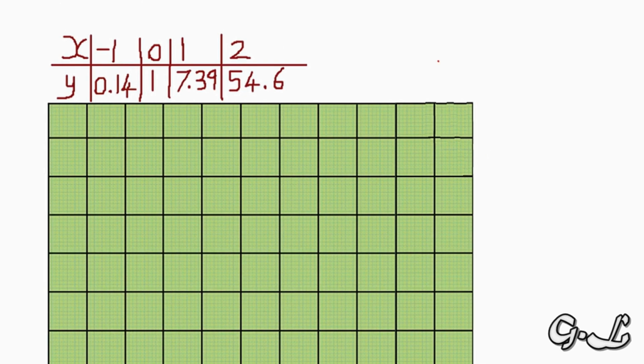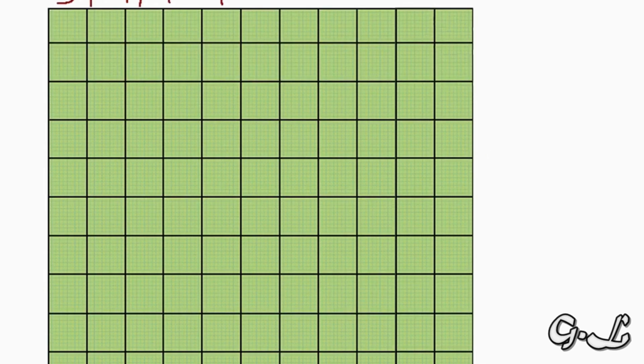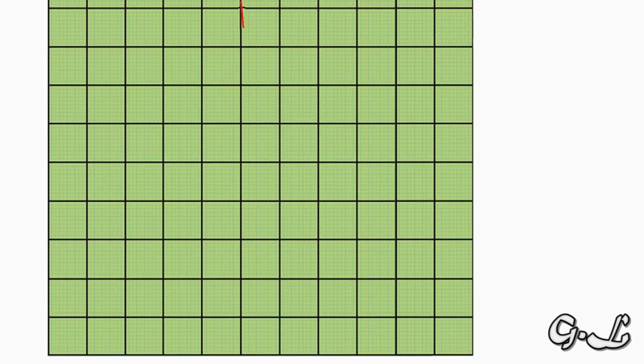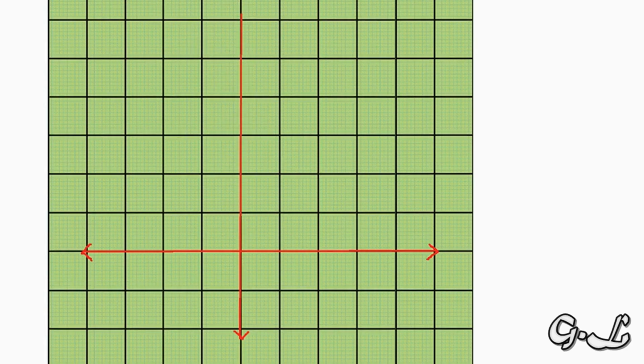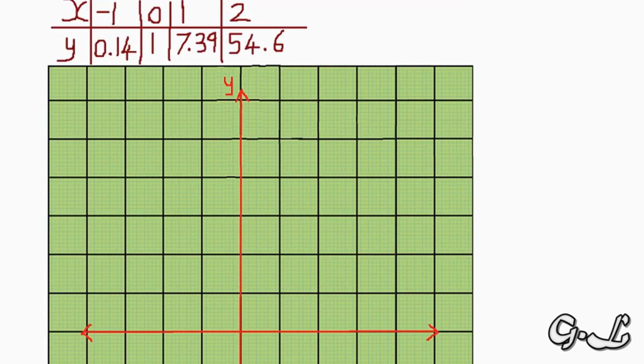The next thing that we're going to consider is to draw the x and the y axis. So we are drawing the y axis like that, and then we are drawing the x axis like that. So that is our y-axis and that is our x-axis. The next thing that we're going to consider is the interval that is going to be at the x and the y-axis.